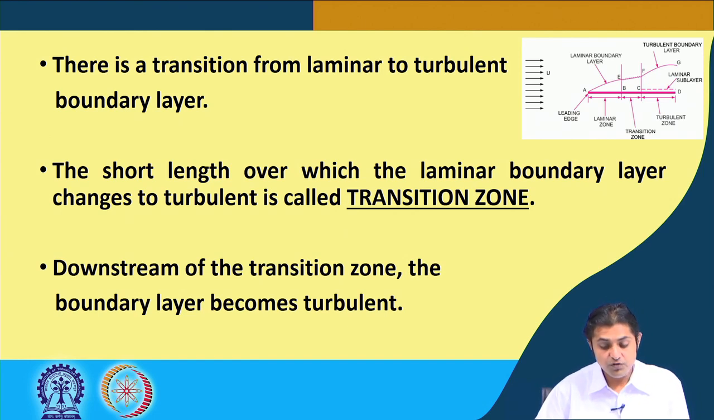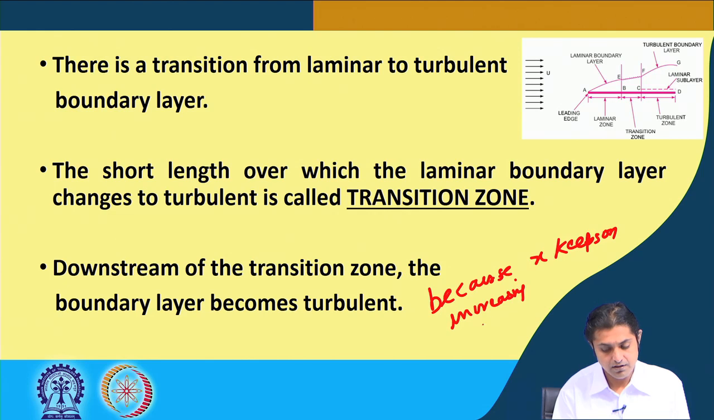Now, downstream of the transition zone, the boundary layer becomes turbulent because x keeps on increasing and therefore, Reynolds number increases, leading to fully turbulent region.